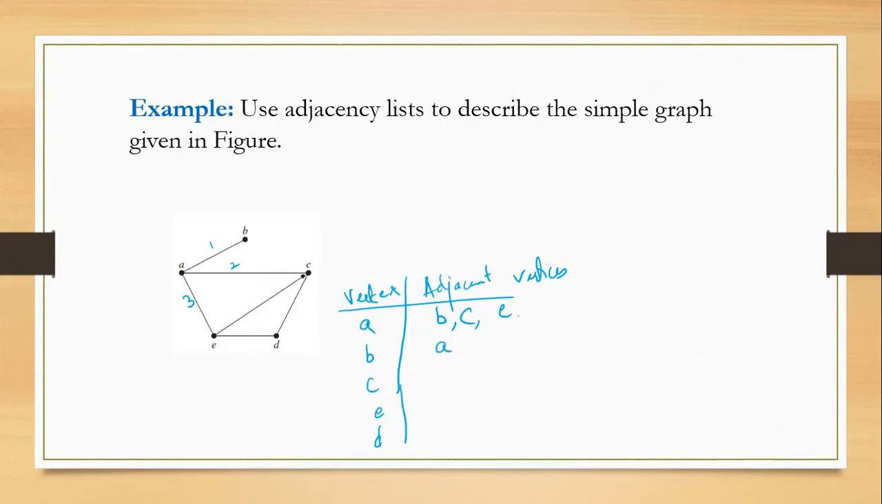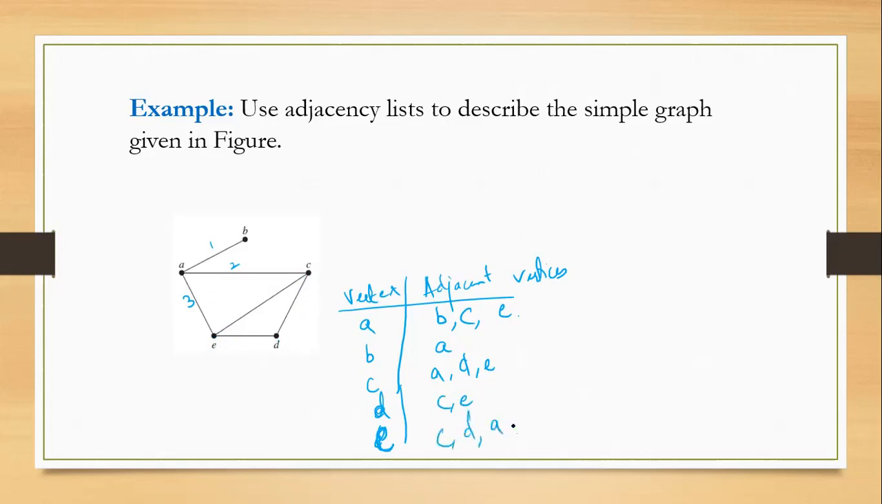After that, we have to look for C. C is adjacent to A, D, and E. So we can write A, D, and E. After that, we have E. To which vertices is E adjacent? Sorry, I have to write D first and E later. So D is adjacent to C and E. And E is adjacent to C, D, and A.